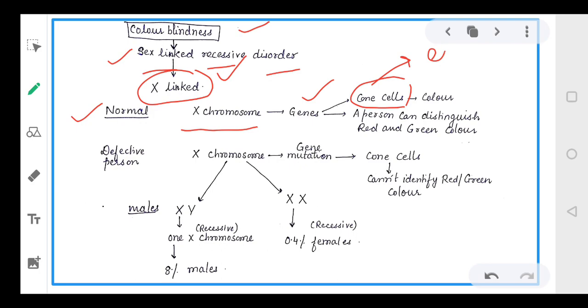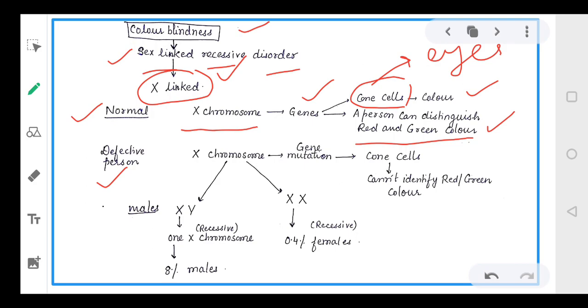ये हमारी eyes में एक तरीके की specific cells हैं and they help in identifying the different colors. ठीक है? So eyes has cone cells and will be able to identify the color, right? So person can easily distinguish red and green colors from each other. ठीक है? If the person has a defective gene, right?